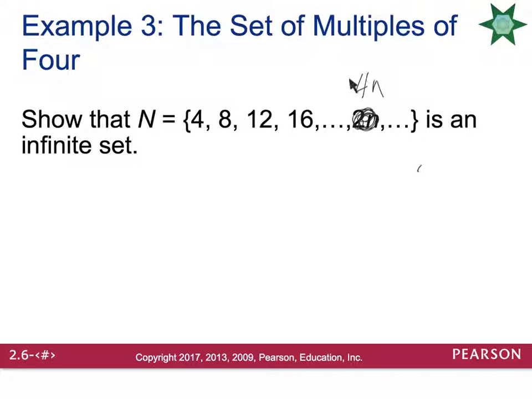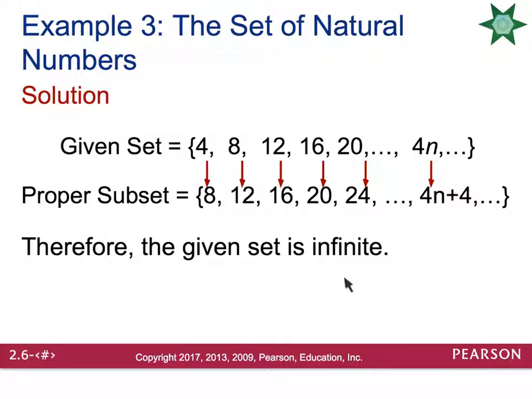And then we can show what happens when you use a number n, where let's say n is 10. That would be 40. So it's a multiple of 4, so we can use 4n as our general term for this set. So our given set is 4, 8, 12, 16, 20. Our proper subset, we're going to get rid of the 4. So this set is going to start with 8. It's going to go 8, 12, 16, 20, 24.